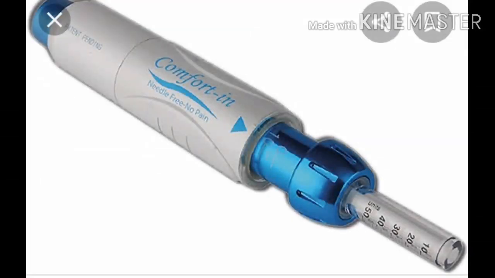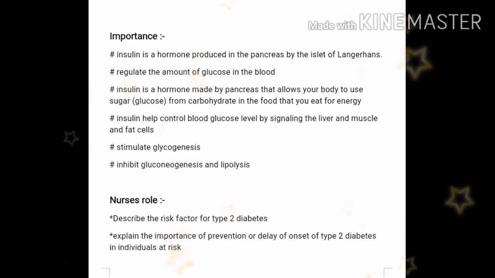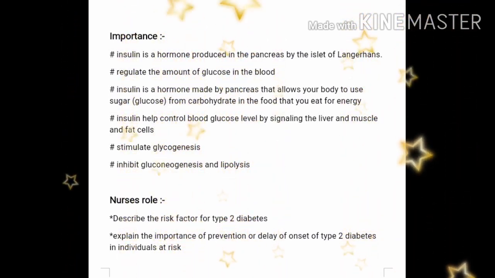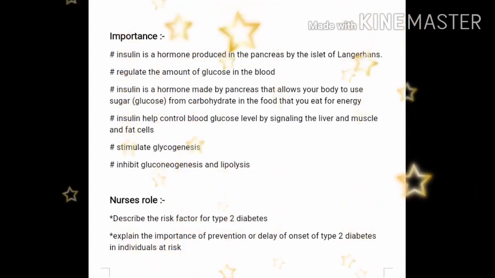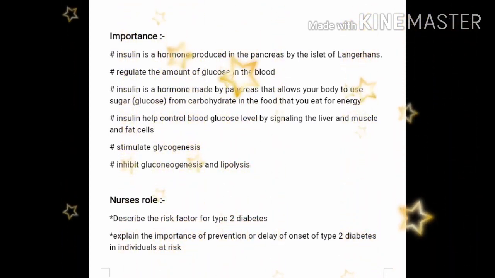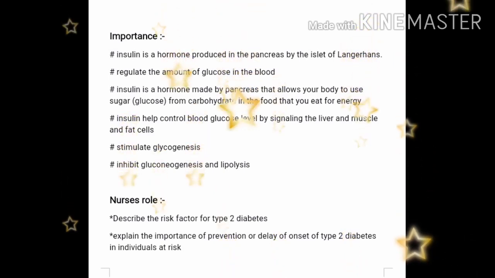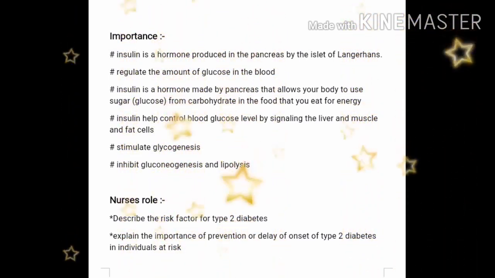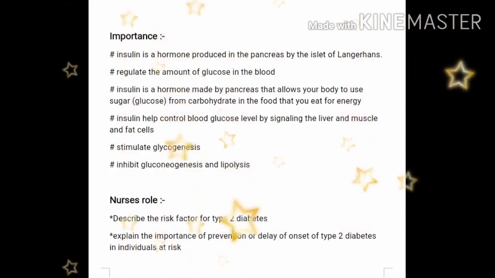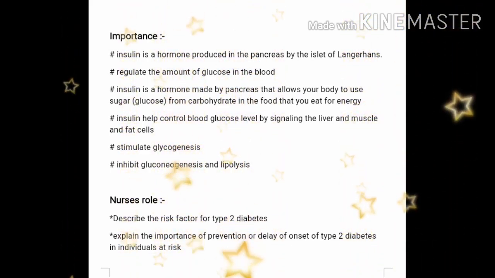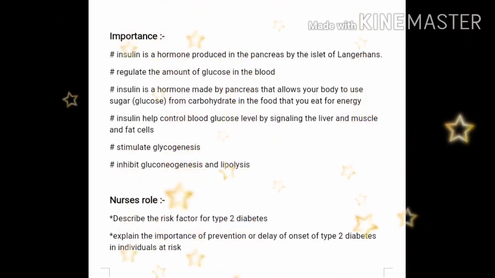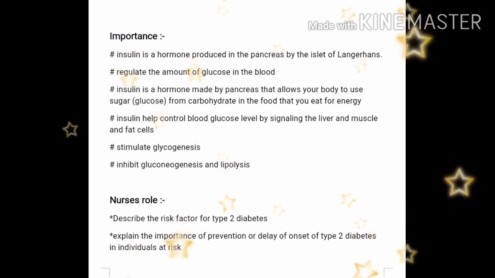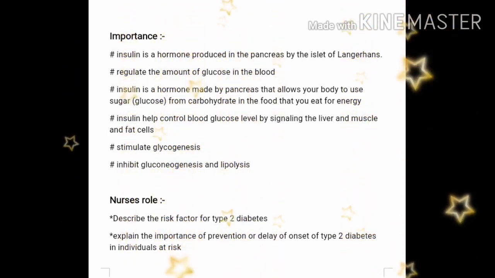Then importance of insulin administration. First, insulin is a hormone produced in the pancreas by islets of Langerhans. Second, it regulates the amount of glucose in the body. Third, insulin is a hormone made by the pancreas that allows your body to use sugar from carbohydrates in the food that you eat for energy. Fourth, insulin helps control blood glucose by signaling the liver, muscles and fat cells. Fifth, stimulate glycogenesis. Sixth, inhibit gluconeogenesis and lipolysis.